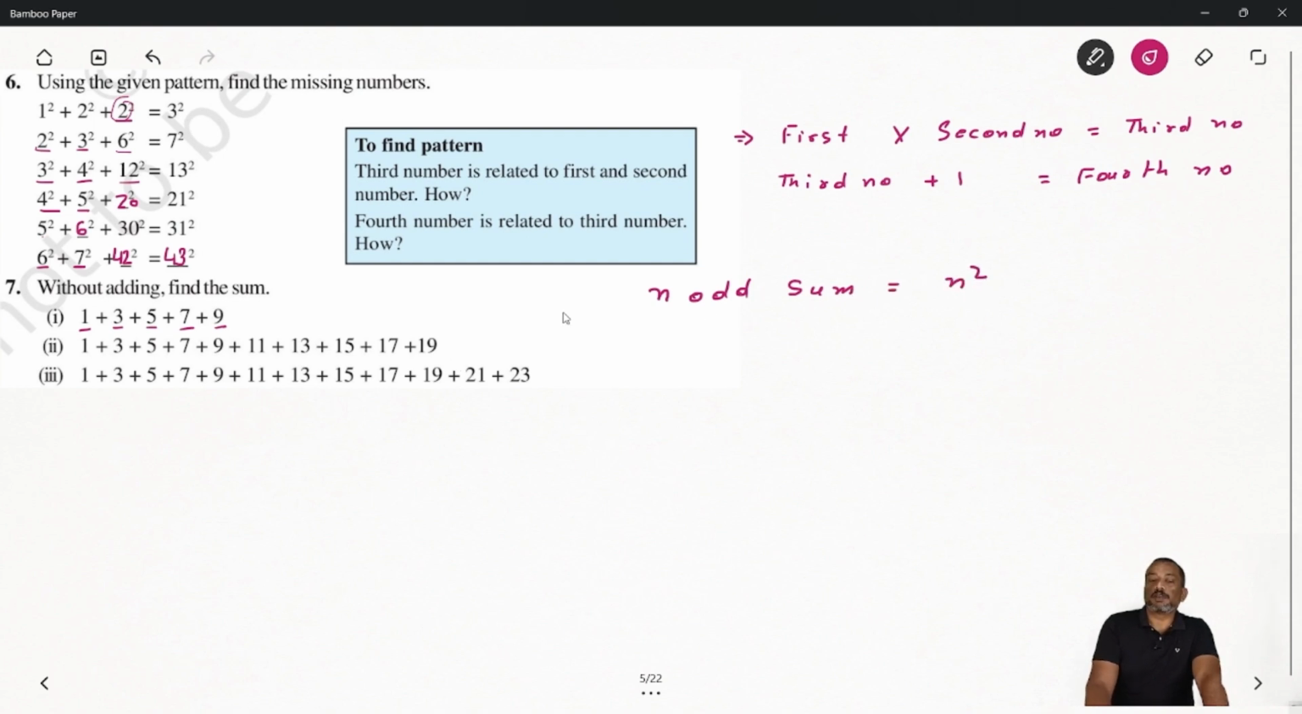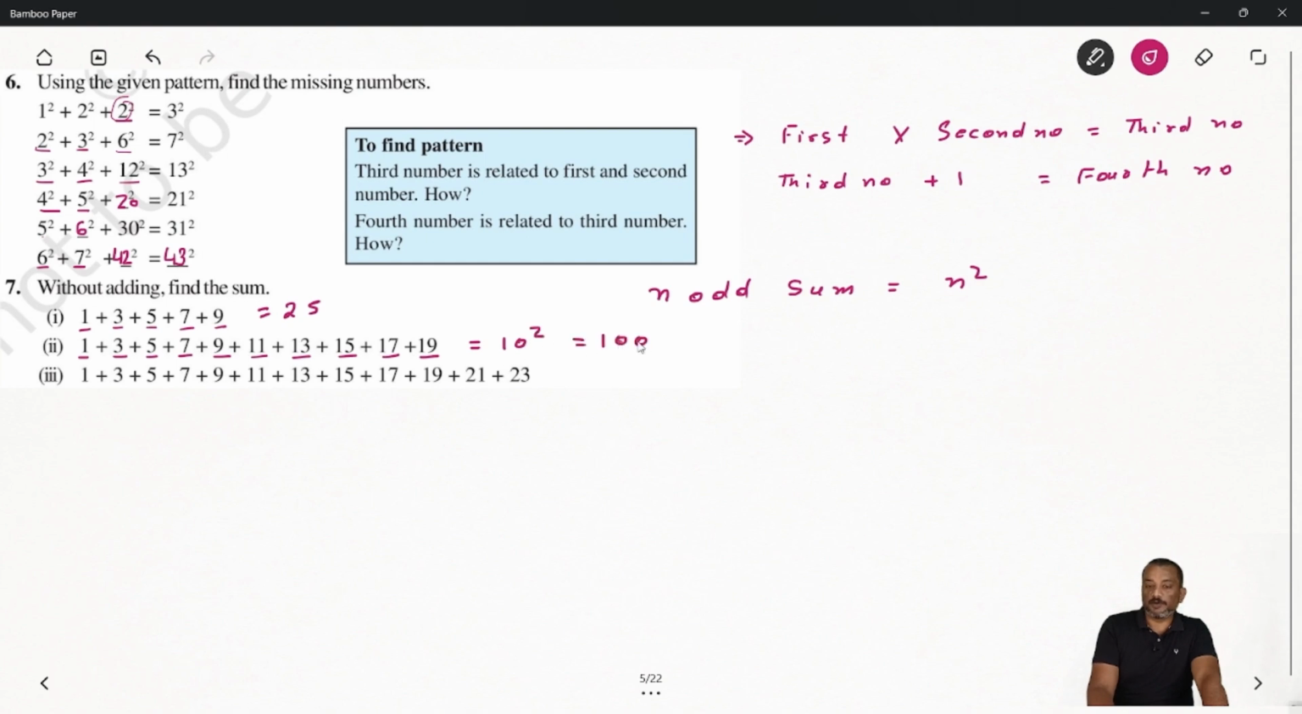So you can say here 5 odd numbers sum. So it is a square of 5. So you will get 5 square is 25. Same way here you can count 1, 2, 3, 4, 5, 6, 7, 8, 9, 10. So here 10 odd numbers, which means it is a square of 10. So 10 square, you will get what?